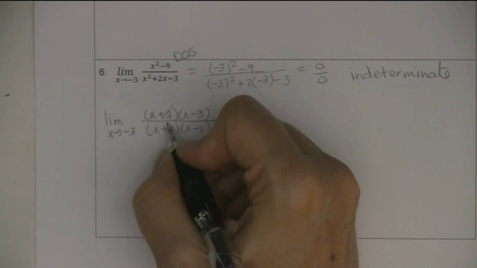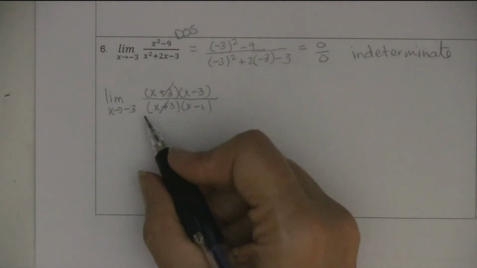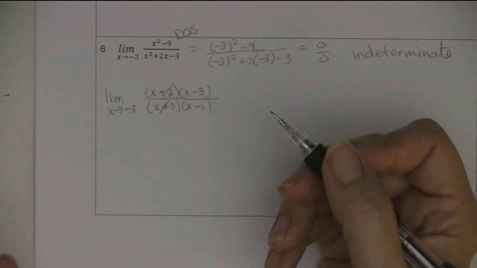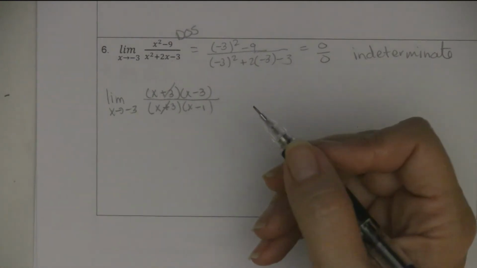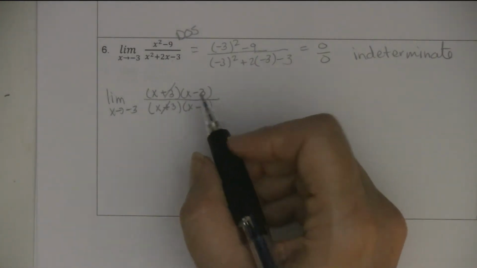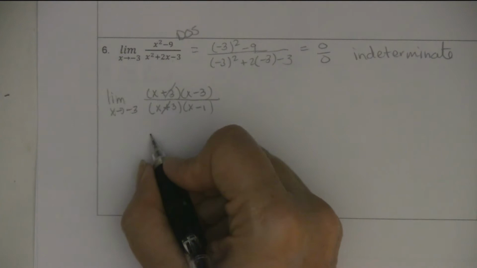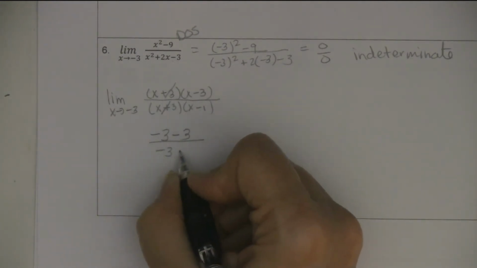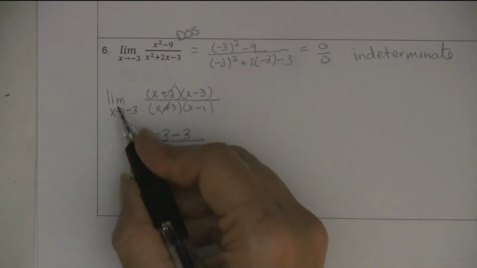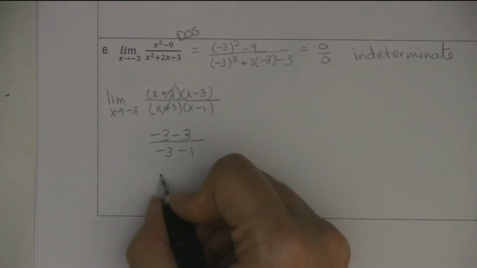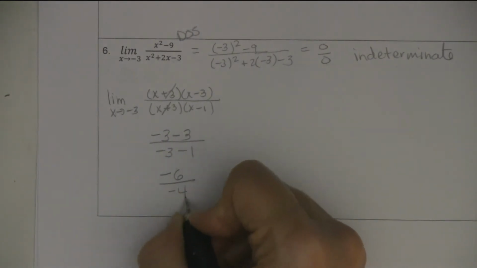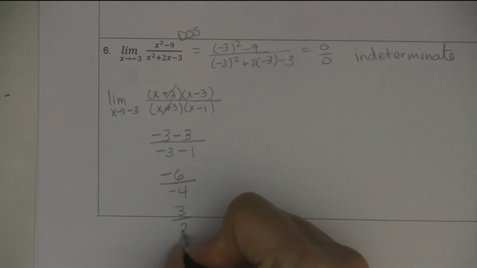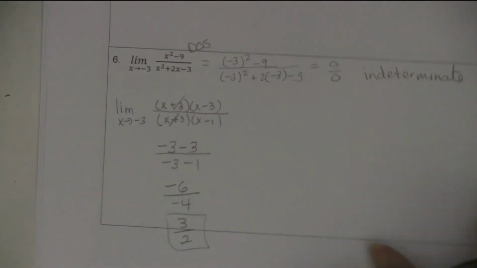And so whatever method that you like to use, you notice the part that was making it 0 over 0 just canceled out. I expected that that would happen, and now I can use substitution because that's the limit law, right? So this is negative 3 take away 3 over negative 3 take away 1. I don't write the limit anymore because I've taken the limit. And so I get negative 6 over negative 4, which I should always reduce. That's 3 over 2. And then I can go on and do the next one.